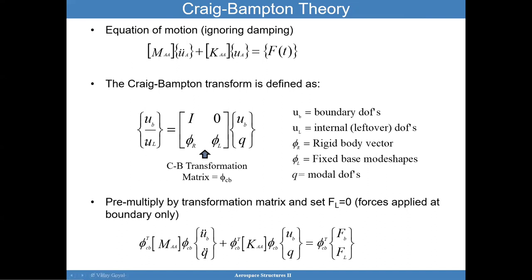And the way to do that is to use the Craig Bampton transformation matrix, which is here. Think of these phi R as the rigid body vectors. And these are the fixed base mode shapes: if you were to fix at those boundaries, phi L becomes the fixed base mode shapes corresponding to that. And this multiplied by UB here is the boundary degrees of freedom. And then here is the modal degrees of freedom. Notice how I have taken the internal degrees of freedom and converted it to the modal space in this manner. Remember, Q are those amplitudes that I don't know that multiply the mode shapes.